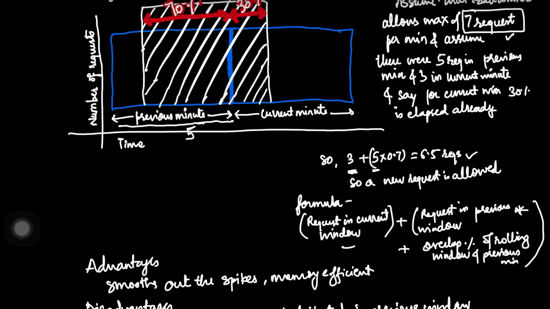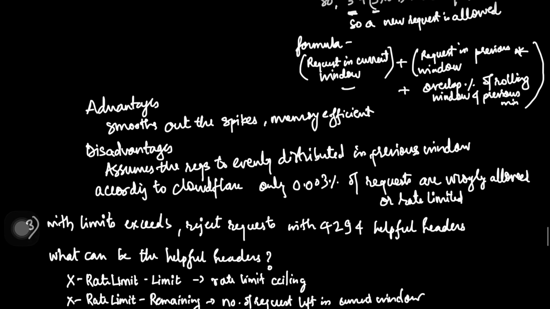The margin of error is very tiny. In fact, when Cloudflare experimented with this algorithm, they found that only 0.03 percent of requests were wrongly allowed or rate limited. So that shows that this algorithm was quite efficient, with respect to memory as well as time.